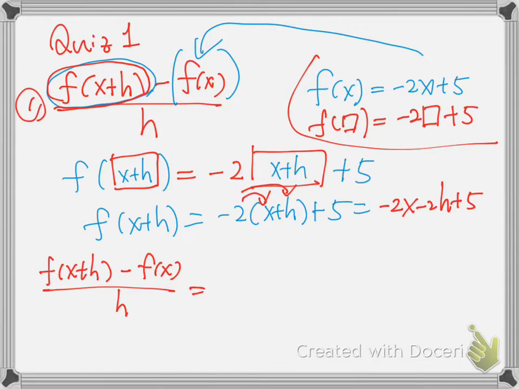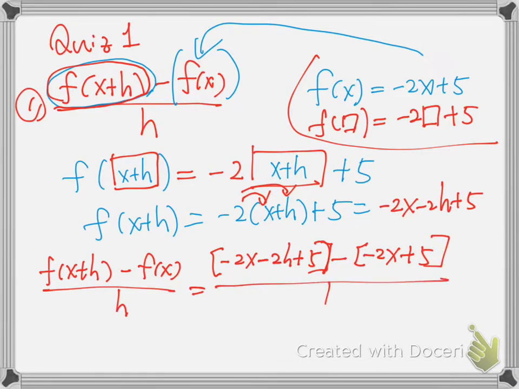So now let's put the whole thing together. The first part is negative 2x minus 2h plus 5, minus negative 2x plus 5, divided by h. Negative 2x minus negative 2x cancelled. 5 minus 5 cancelled. So we have negative 2h divided by h, which is negative 2. Here h is also cancelled in division.